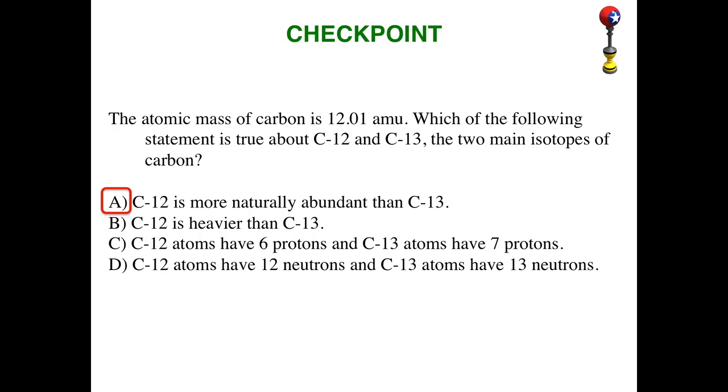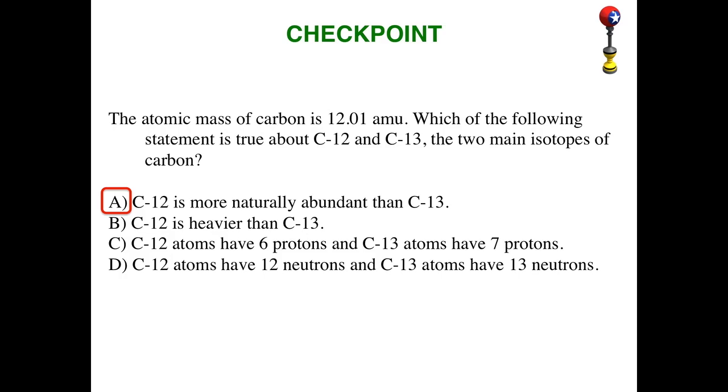Answer C is incorrect because all carbon isotopes will have 6 protons only. If you have 7 protons, you are no longer carbon, you would be nitrogen instead. And finally, answer D is incorrect because 12 and 13 here does not mean the number of neutrons, it is actually the mass number. So that rounds out our discussion about the subatomic particles that exist within the nucleus.